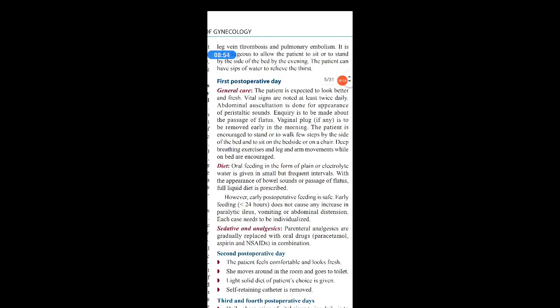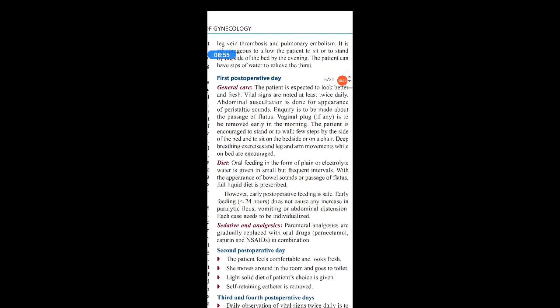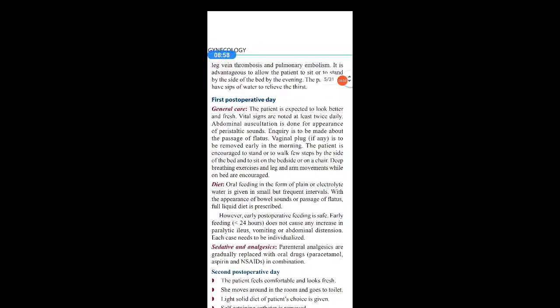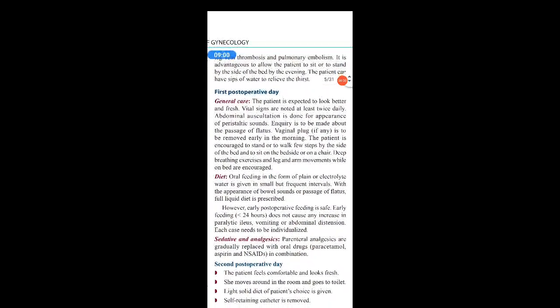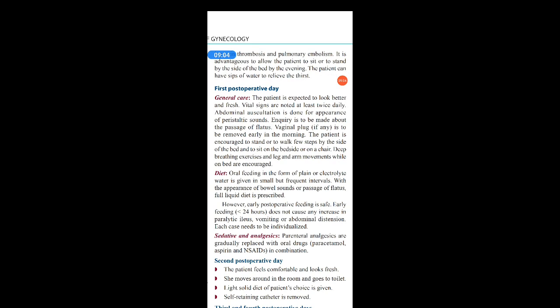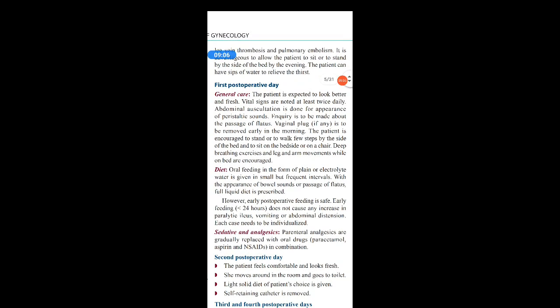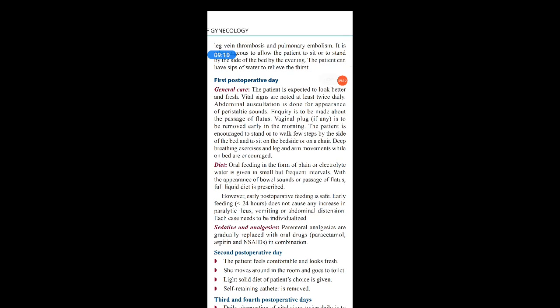Next, the next day or the first post-operative day, the general care. The patient is expected to look better and fresh. Vital signs are noted at least twice daily. Abdominal auscultation is done for the appearance of peristaltic bowel sounds. Enquiries are to be made about the passage of flatus, whether she has passed flatus or not.